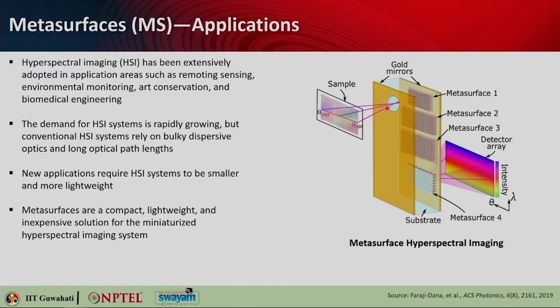So light enters through the input aperture here, and it interacts with the reflective metasurfaces while it is confined inside the substrate by these two gold mirrors. And then finally when it exits by this transmissive metasurface, you will see that different wavelengths are dispersed in vertical position. So this is how the wavelengths will be dispersed, and also various input angles are focused at different horizontal positions. So that is how you are able to get hyperspectral imaging done using metasurfaces.